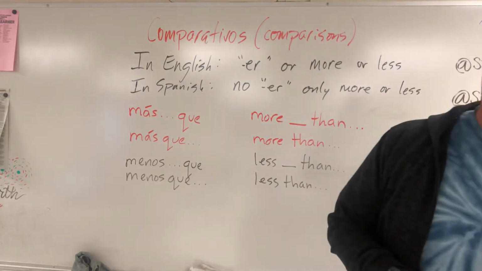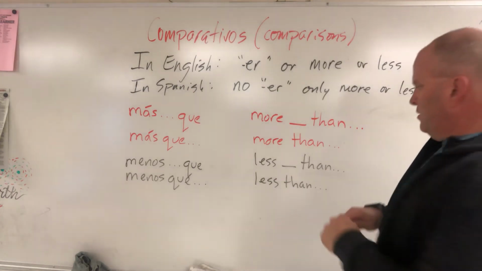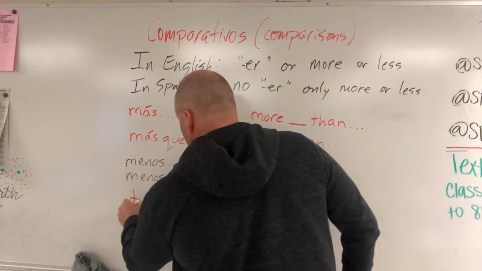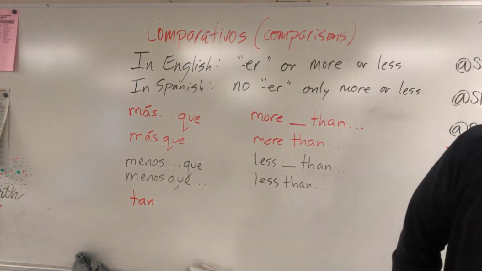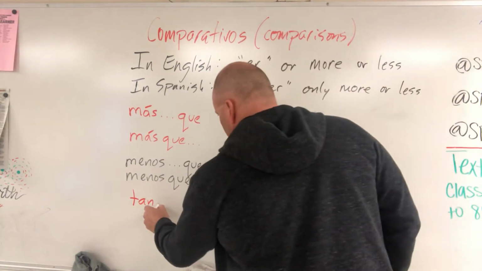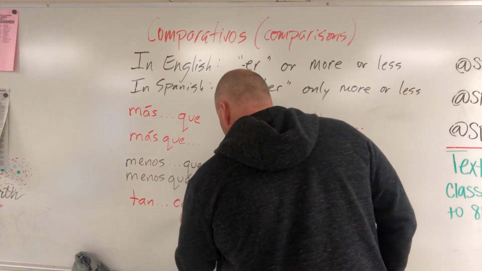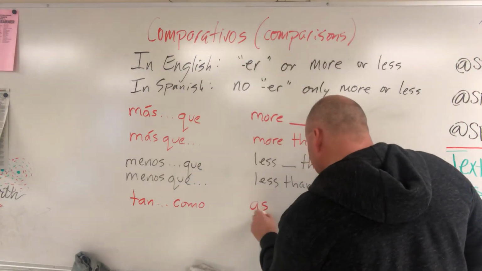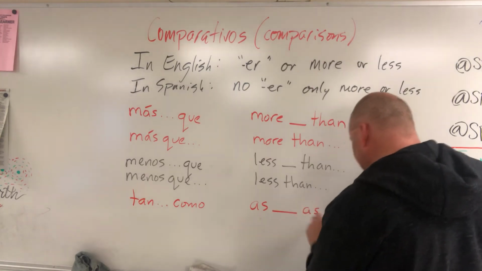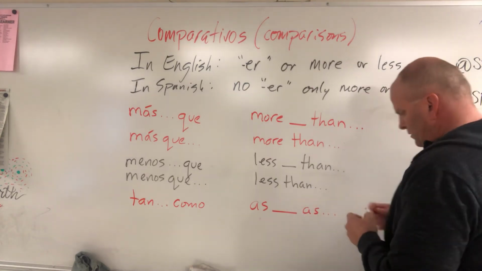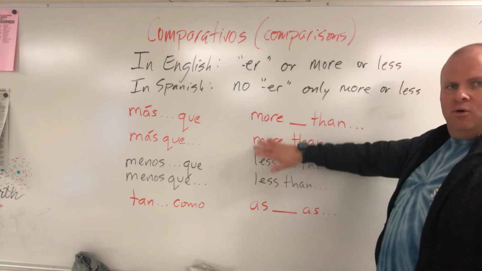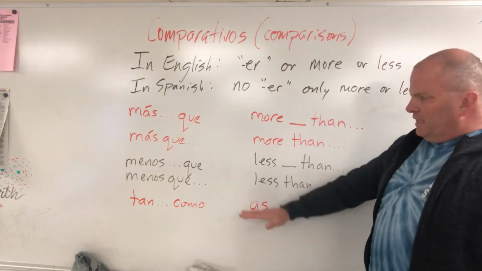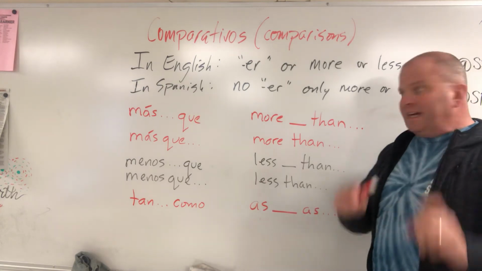Now we have two more. We have tan como, and this means as blank as whatever it is. Okay? So these two are when something is not equal. This is either more or less than. And then these last two that we have are when they're exactly equal.